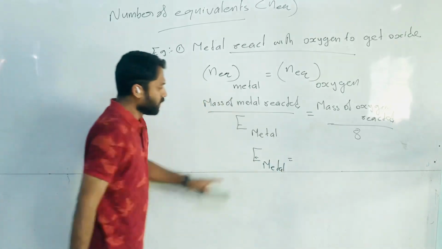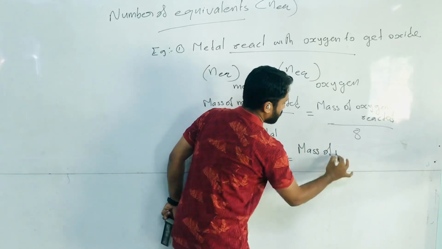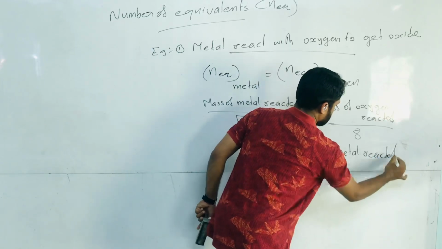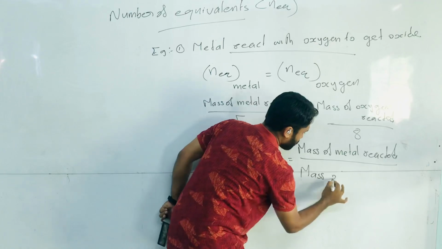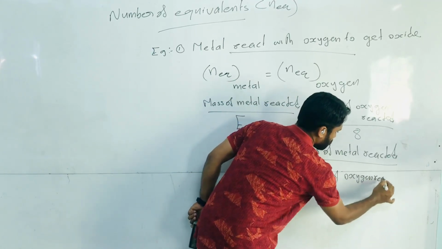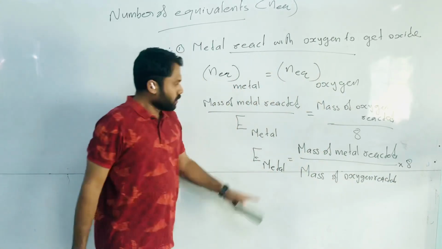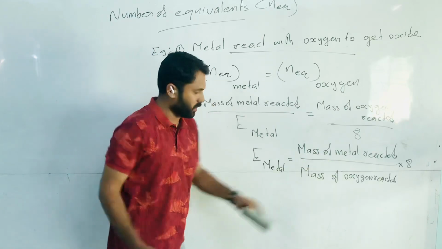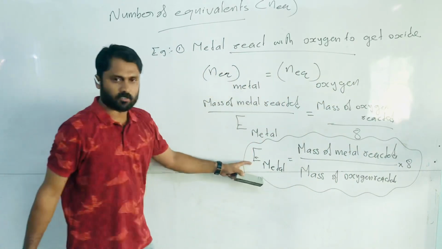Then the equivalent mass of metal. Arranging the equation, equivalent mass of metal is equal to mass of metal reacted by mass of oxygen reacted into 8. I derived one equation, that is the equivalent mass of metal.